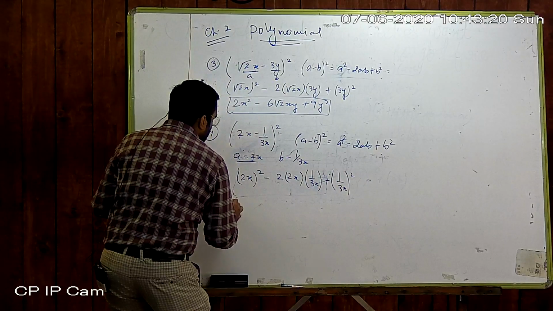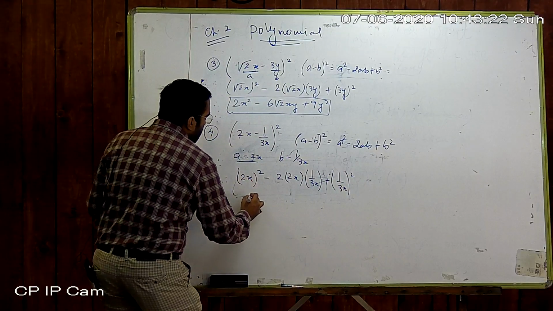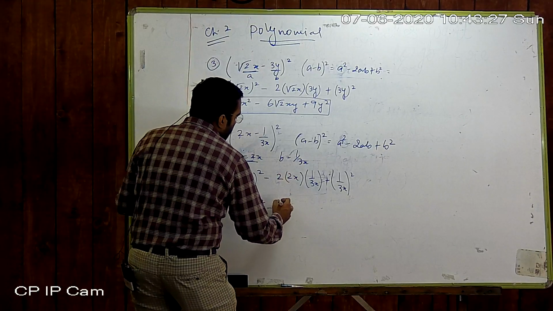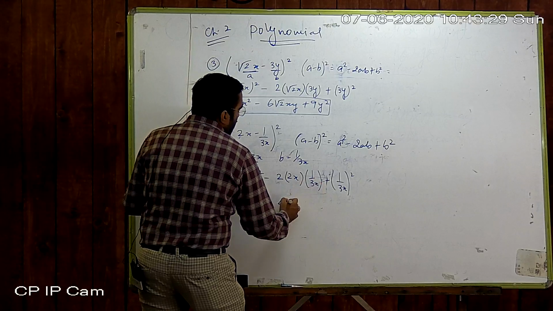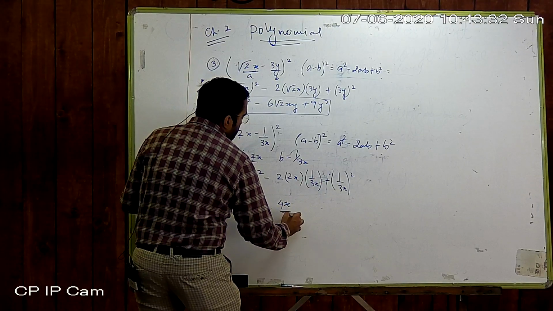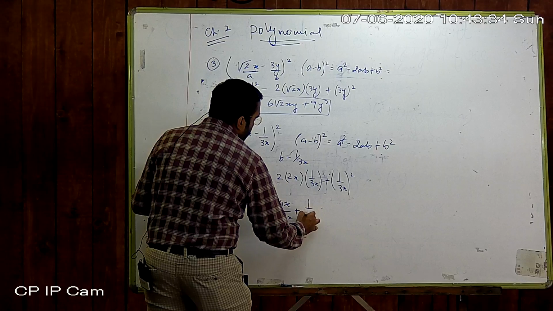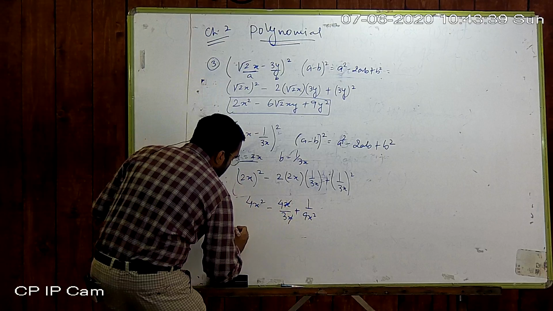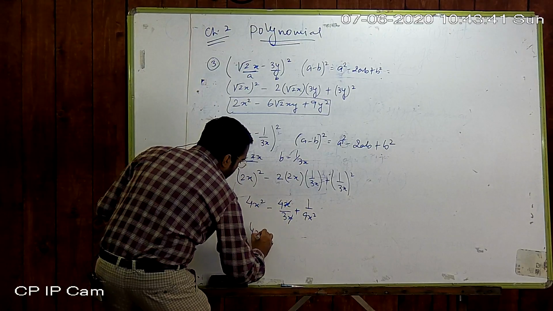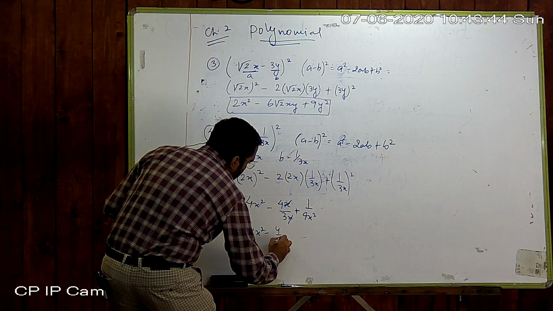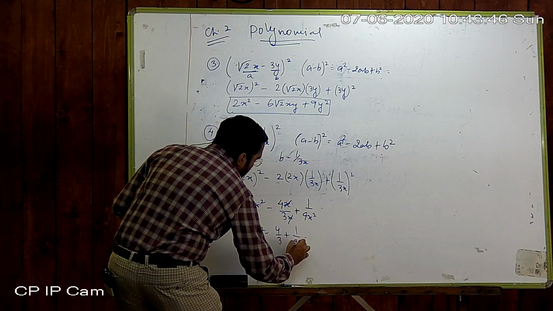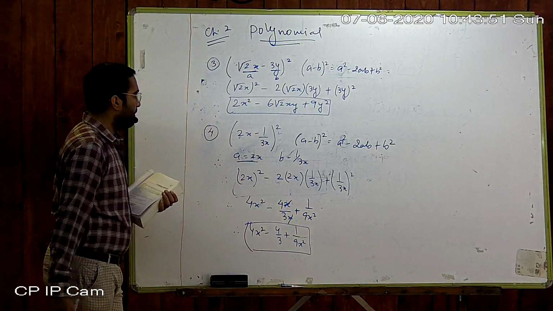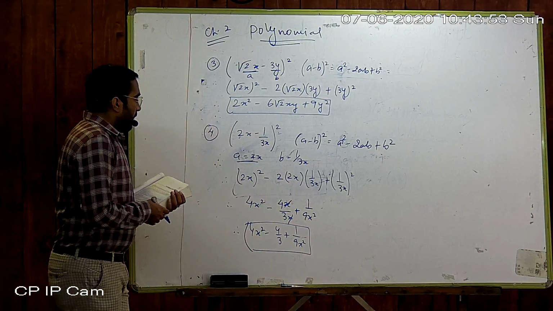Okay, so my answer is 2 square is 4x square minus 2 into 4x upon 3x plus 1 by 9x square. Here my x is cut, so my answer is 4x square minus 4 by 3 plus 1 by 9x square.